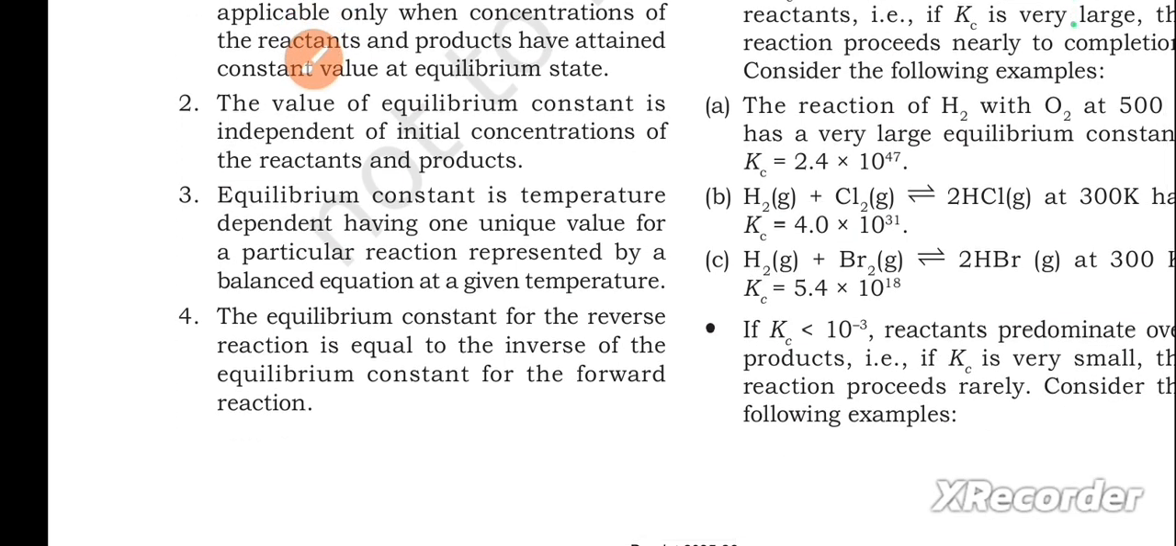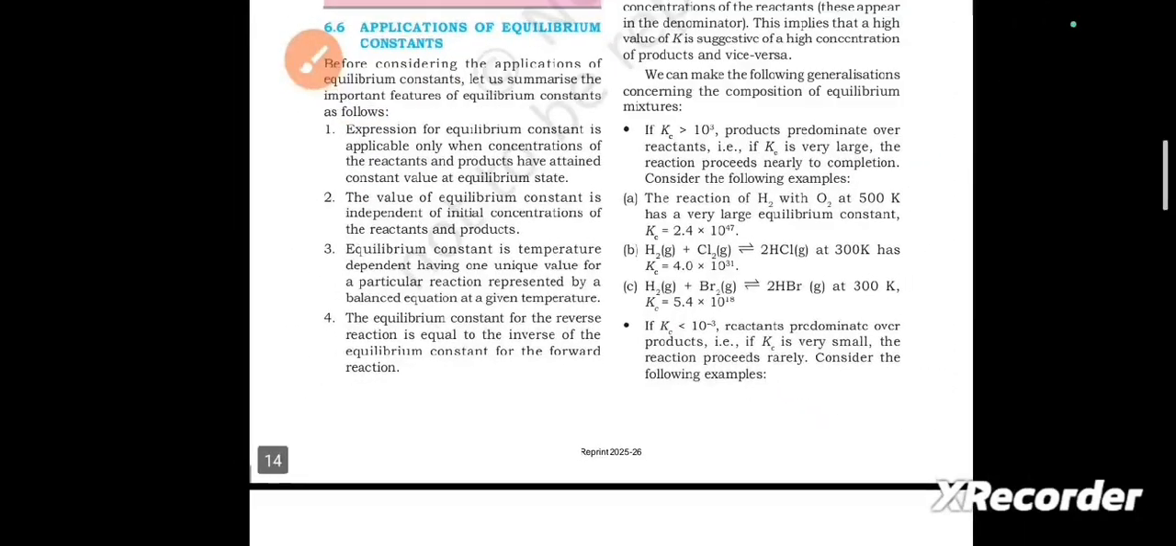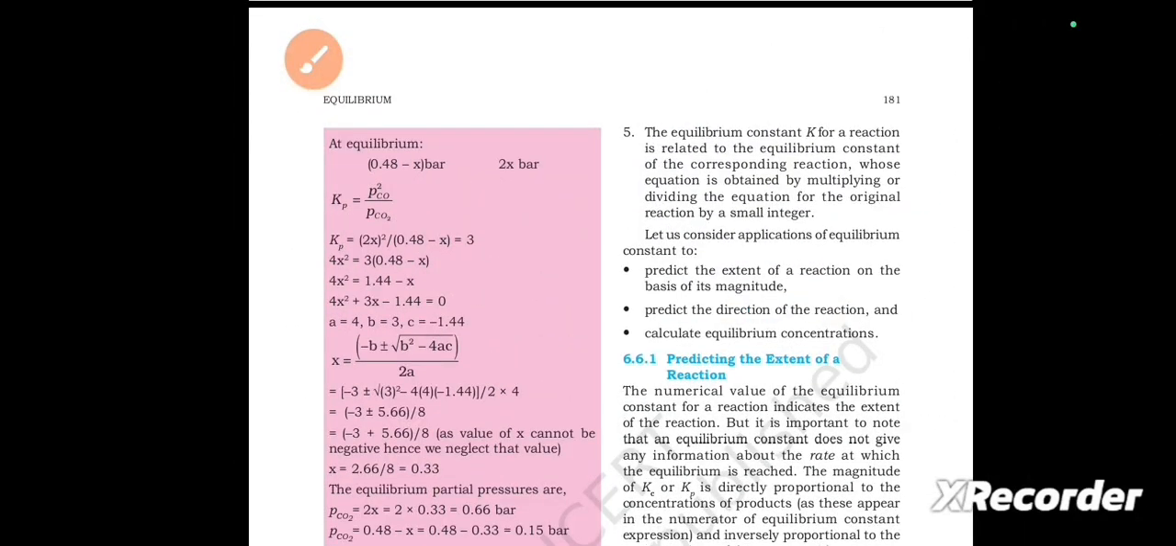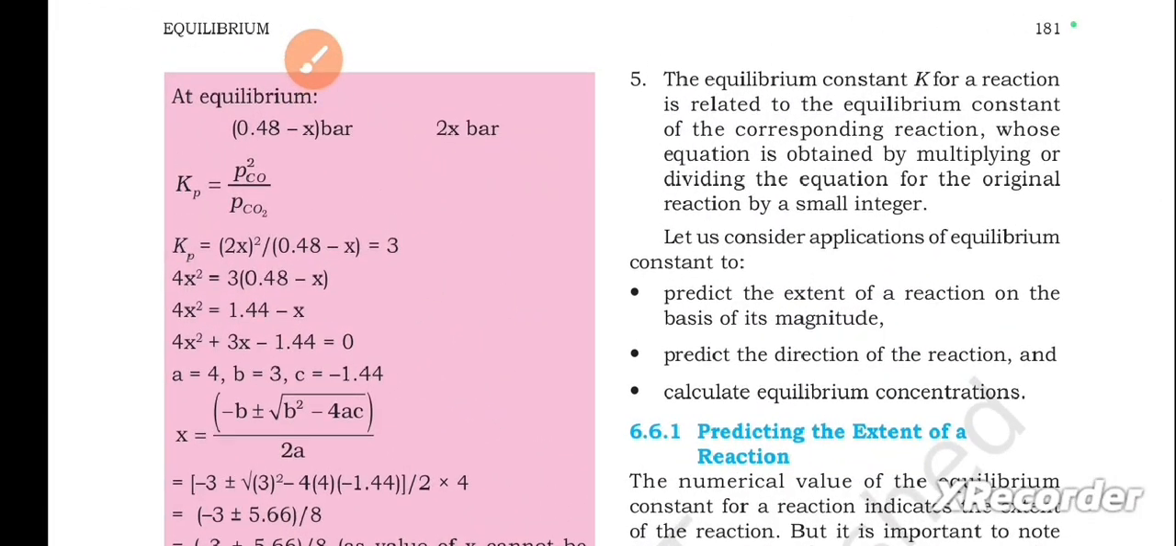Third point, equilibrium constant is temperature dependent, having one unique value for a particular reaction represented by a balanced equation at a given temperature. Fourth point, the equilibrium constant for the reverse reaction is equal to the inverse of the equilibrium constant for the forward reaction. Fifth point, the equilibrium constant K for a reaction is related to the equilibrium constant of the corresponding reaction, whose equation is obtained by multiplying or dividing the equation for the original reaction by a small integer.